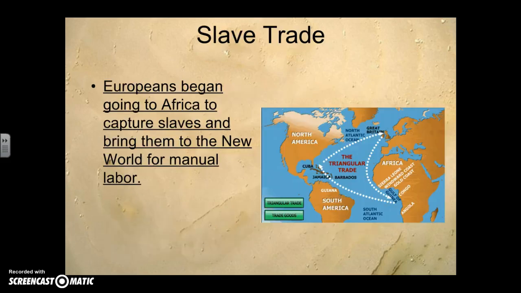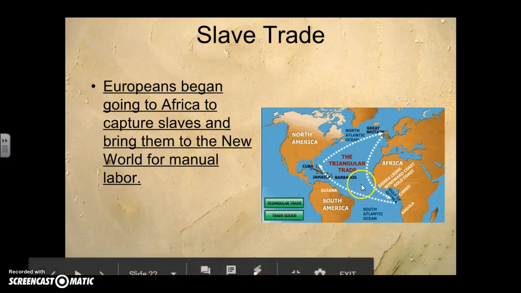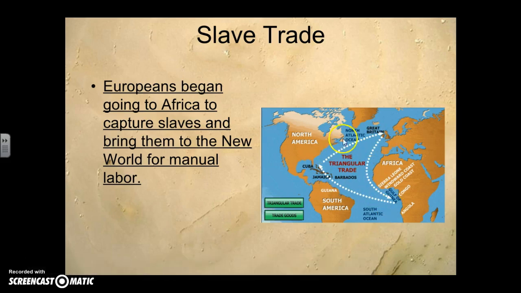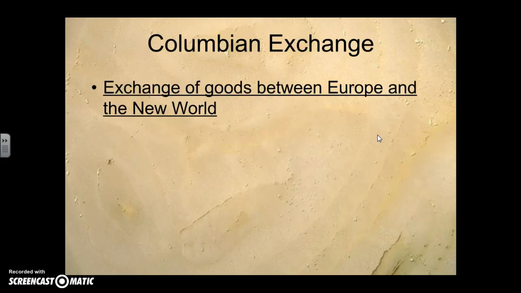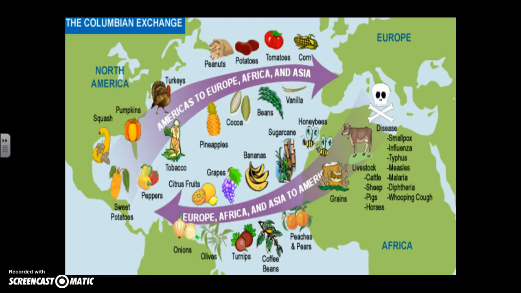Then we have the slave trade that began. Europeans began going to Africa to capture slaves and bring them to the New World for manual labor. We'll get in depth with this later. But the triangular slave trade from Europe to Africa to the New World, and then goods that were made in the New World were sent back to Great Britain. And then we have the Columbian Exchange. We talked about the horses, about how there were not horses in the New World. The exchange of goods between Europe and the New World is where we see this.